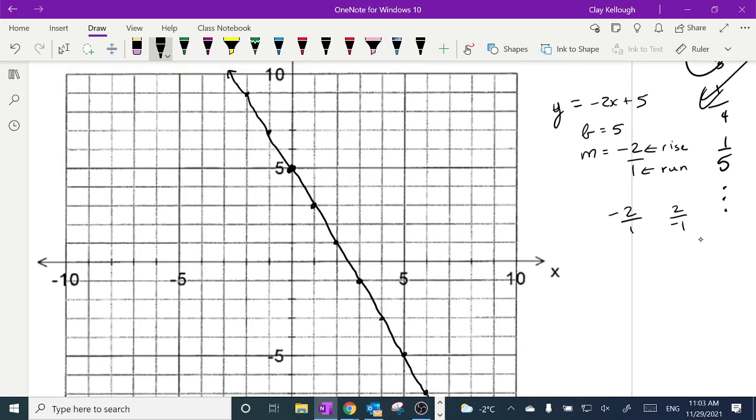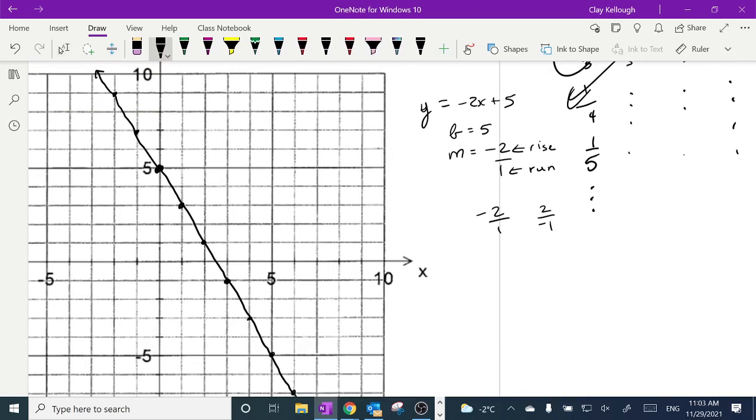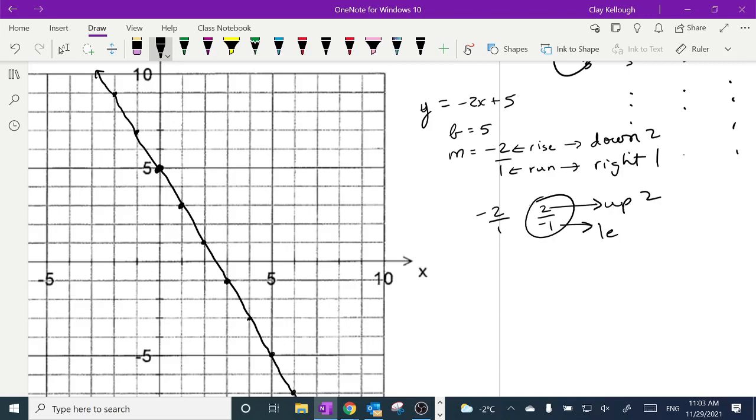So good question. Again, rise of negative 2 means go down. Here, let me erase my Hilbert Hotel story here. Rise of negative 2 means, of course, you're going down 2. A run of positive 1 means you're going right 1. If you were using this version of the fraction, you're going up 2 and left 1. And that's the line you're going to get.